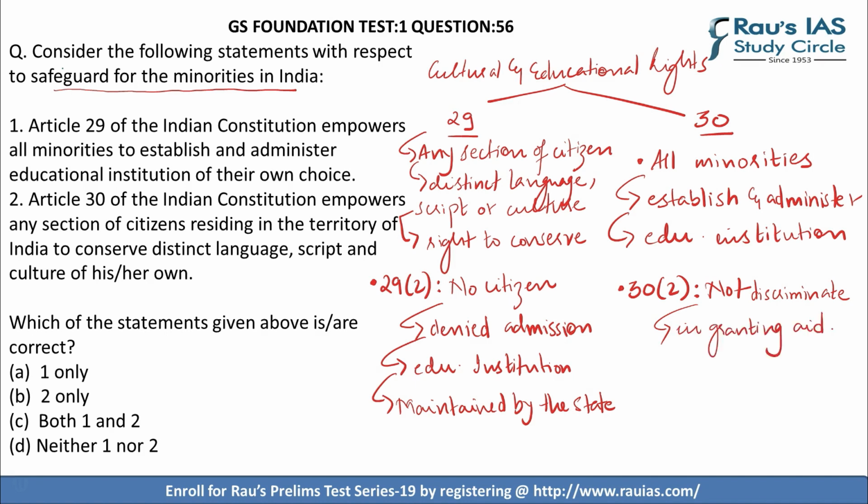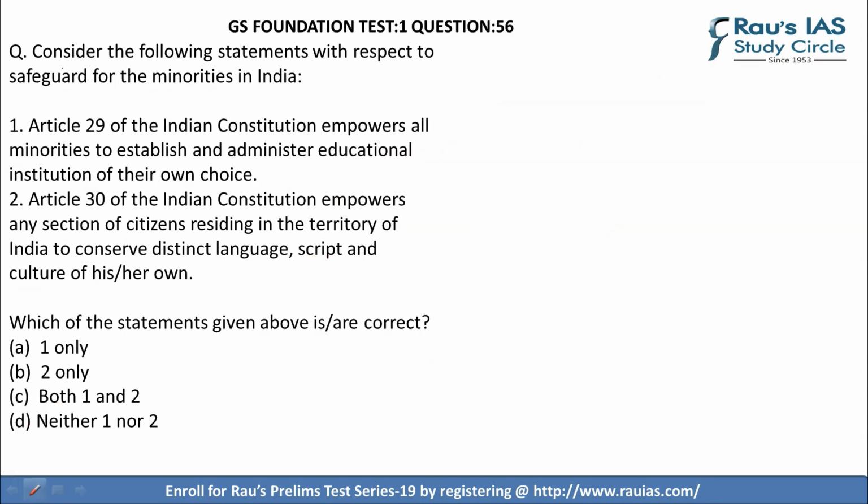Coming to the question, the first statement reads, Article 29 of the Indian Constitution empowers all minorities to establish and administer educational institution of their choice. This statement is wrong. As we have seen, this right to establish and administer education institution is given under Article 30. Second statement says, Article 30 of the Indian Constitution empowers any section of citizens residing in the territory of India to conserve distinct language, script, and culture of his/her own. This statement is again wrong because this right is provided under Article 29. So as we can see in this question, basically the article numbers have been swapped. Therefore, the correct answer would be D, neither 1 nor 2. Kindly refer to the explanation.